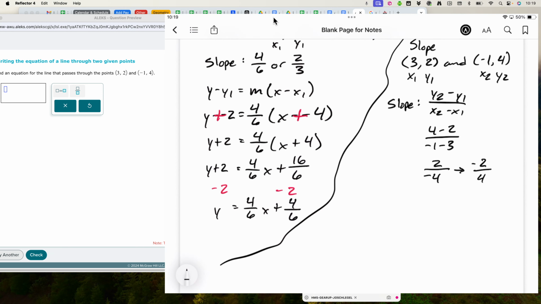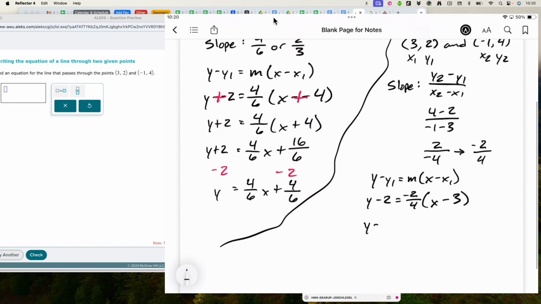I will choose the 3 and the 2. So y minus y1 is equal to m times x minus x1. Y minus y1, which is 2, is equal to the slope, so negative 2 over 4. Again, you could change that to negative 1 over 2. X minus x1 is 3.